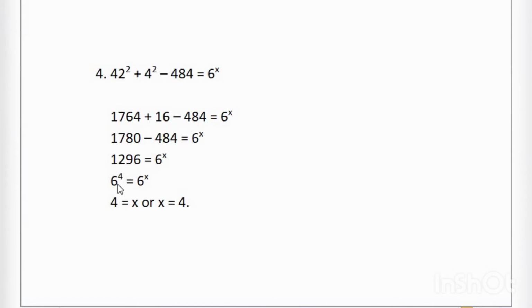And when you multiply 6 four times you will get 1296. So you can write 1296 as 6 raised to 4 equals 6 raised to x. And here the bases are the same, so the exponents must also be the same. So here x is equal to 4. So the answer is 4.